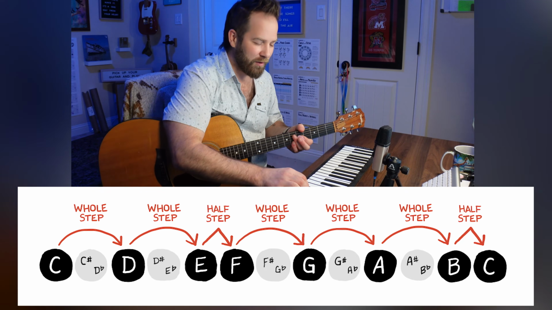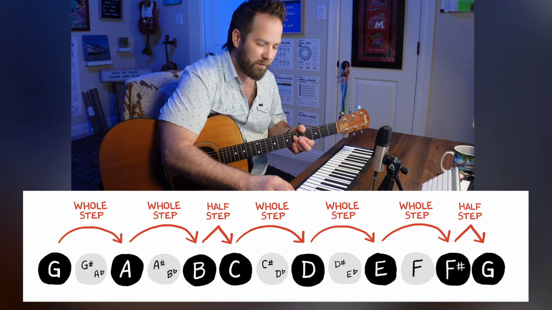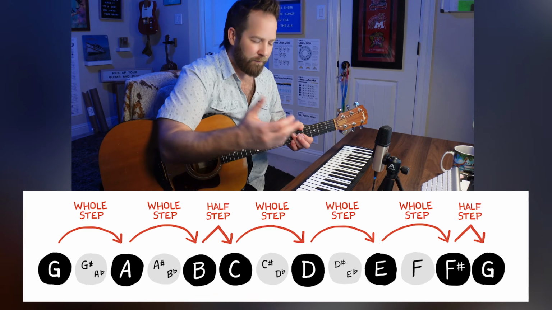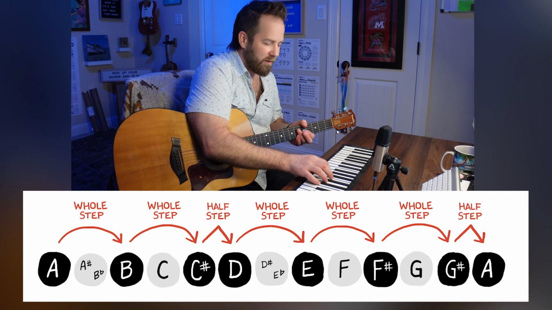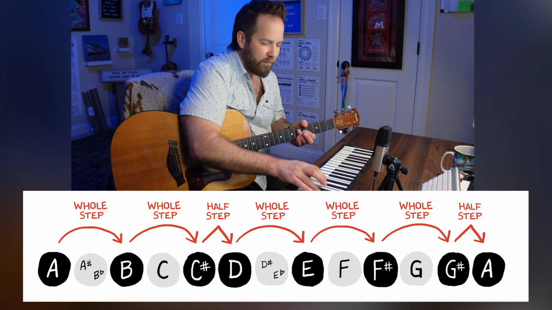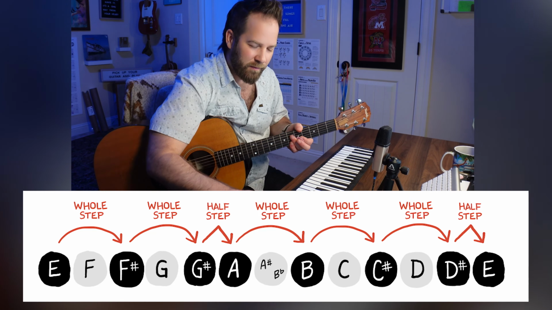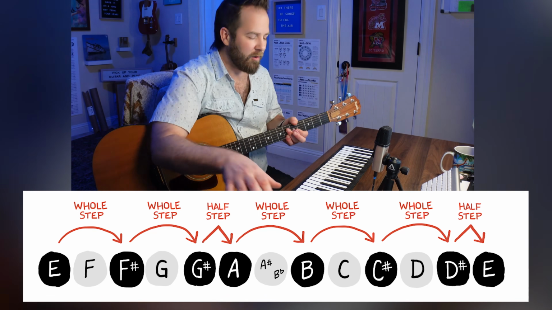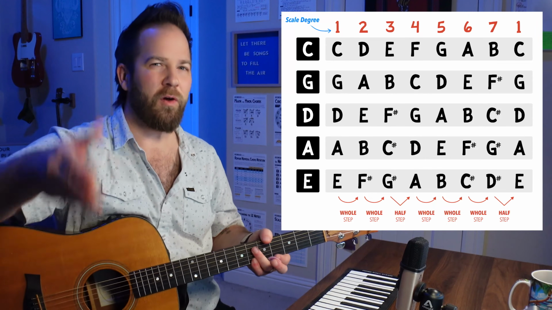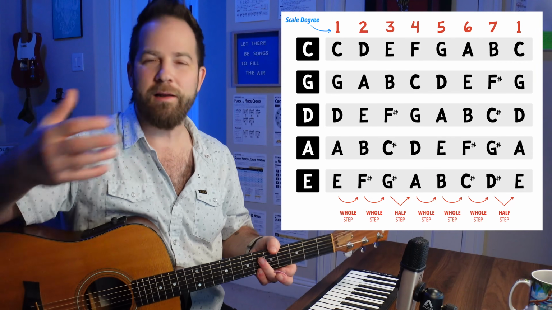This is what a G major scale sounds like. This is what an A major scale sounds like. Here's what an E major scale sounds like. Right? No matter which key we're in, the major scales all kind of have the same qualitative sound.